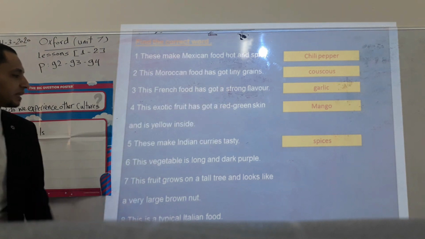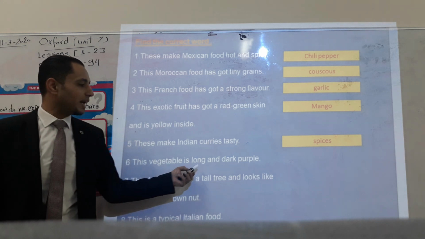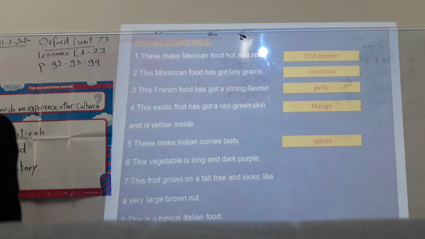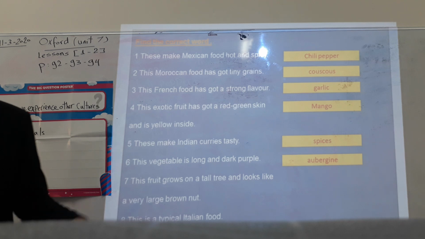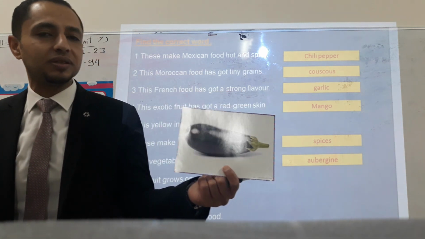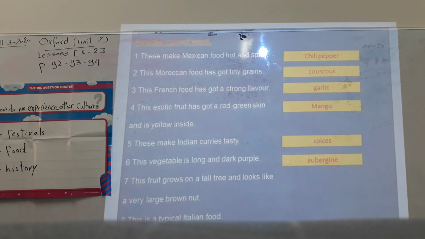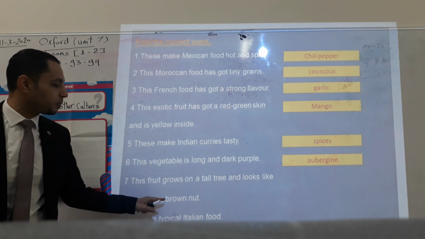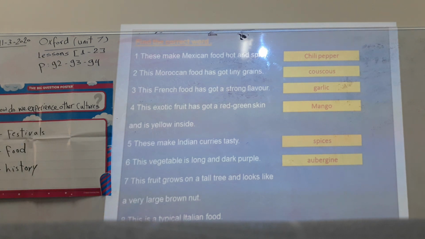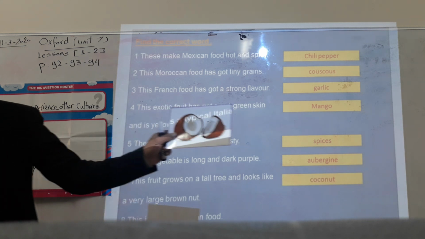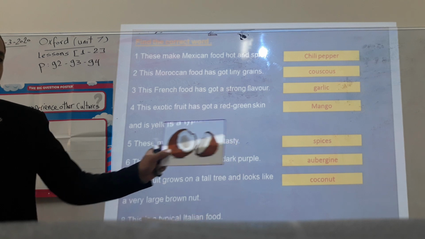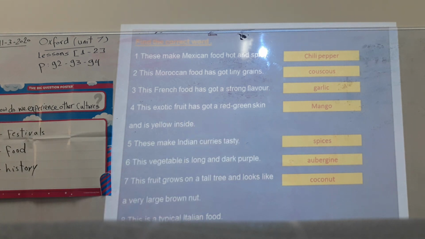Okay, question number six. This vegetable is long and dark purple. Yes. Great, it's aubergine. This fruit grows on a tall tree and looks like a very large brown nut. What looks like a very large brown nut? You know the answer? Try to guess. Yes, it's coconut. Okay.